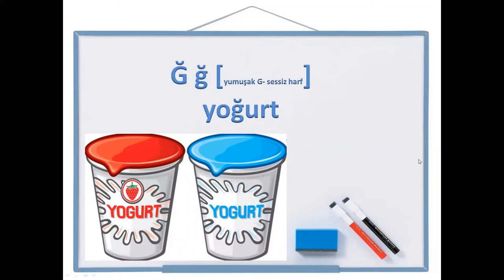It's an almost voiceless letter. And what does it do? It combines two vowels in a smooth way. In this case, I'm not going to read it as yoğurt. I'm going to read it as yoğurt. Yoğurt.